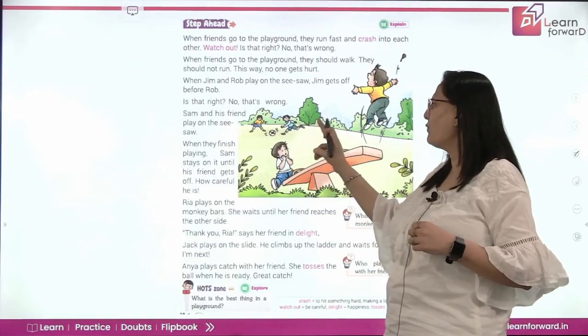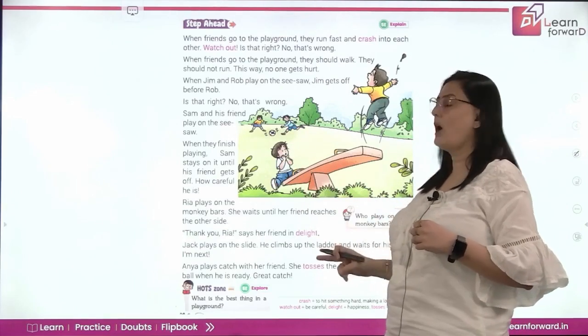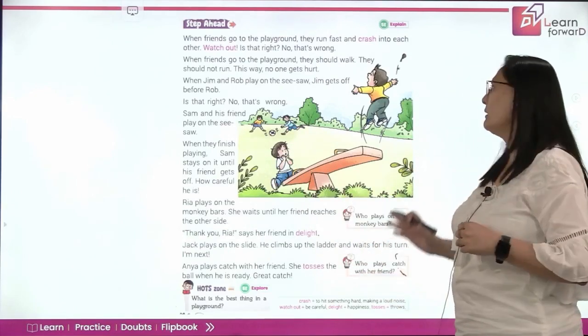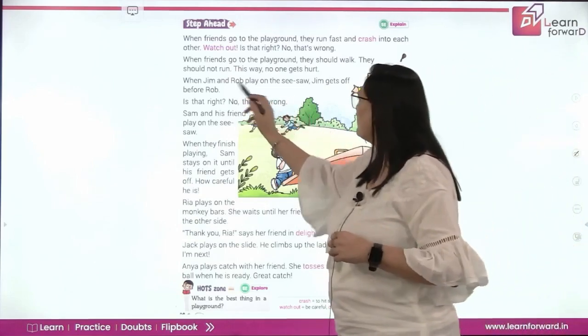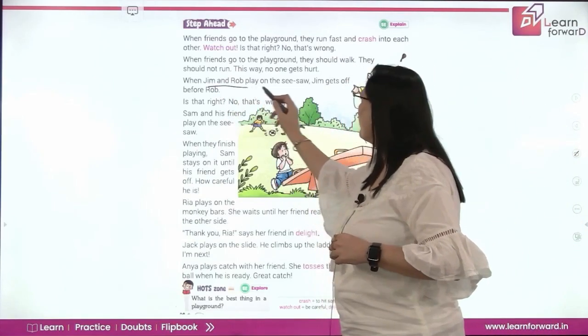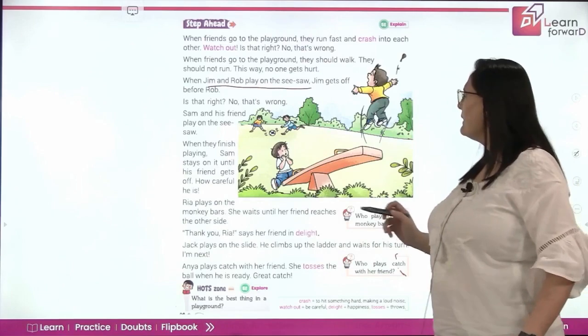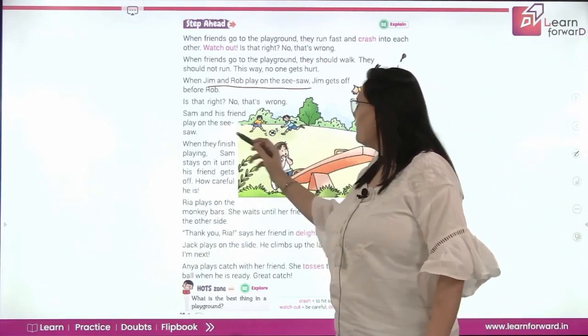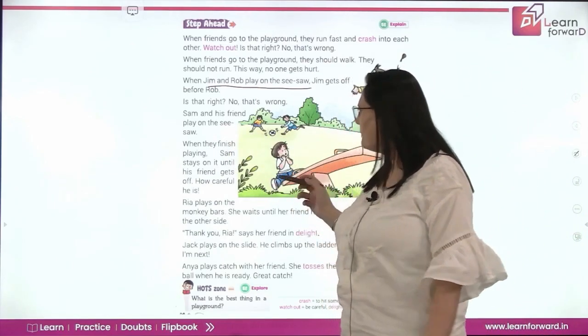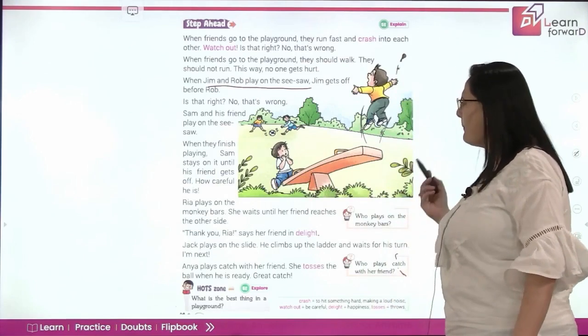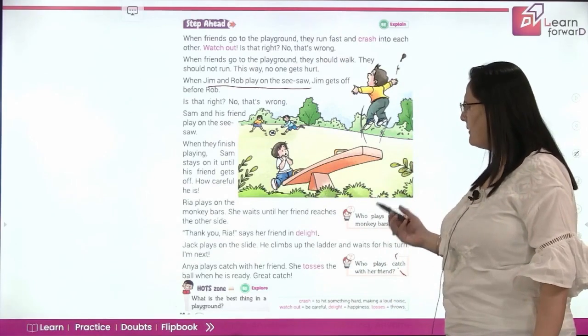Sam and his friend play on the seesaw. Now again it has many characters, so utter confusion. So Jim, I'll keep underlining, Jim and Rob, they play on the seesaw, right? And Sam and his friend play on the seesaw again. When they finish playing, Sam stays on it until his friend gets off.